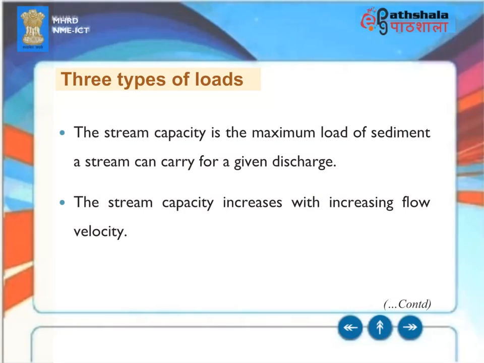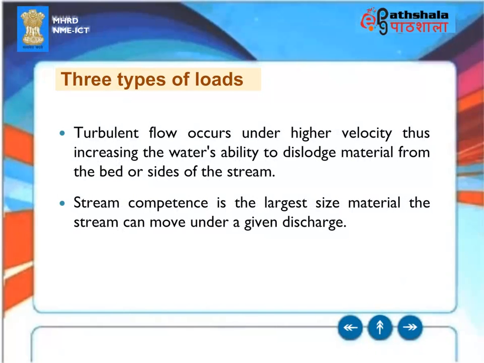The stream capacity is the maximum load of sediment a stream can carry for a given discharge. The stream capacity increases with increasing flow velocity. Turbulent flow occurs under higher velocity, thus increasing the water's ability to dislodge material from the bed or sides of the stream. Stream competence is the largest size material the stream can move under a given discharge.